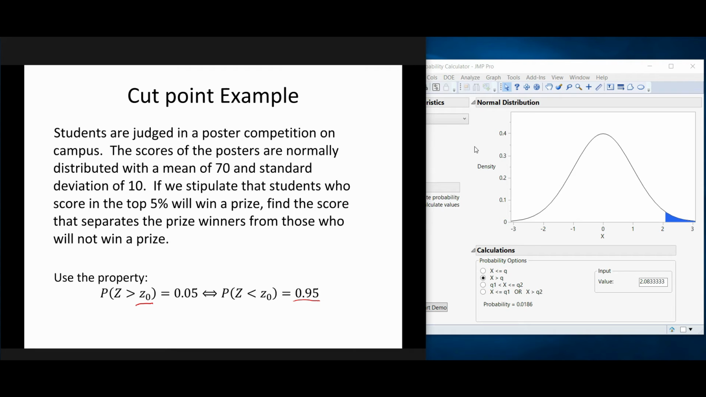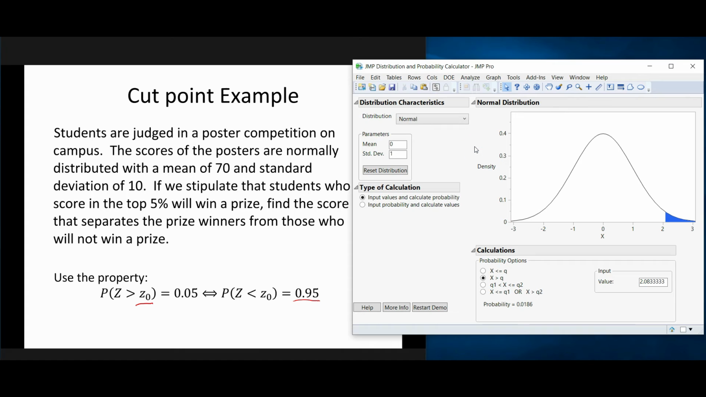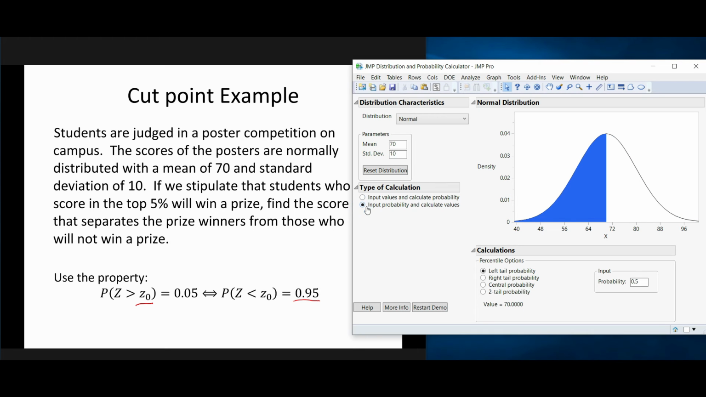Now, if I want to come over here to my distribution calculator, I can get to this answer fairly quickly just by giving it a mean of 70 and a standard deviation of 10. And then I'm going to select this option to input a probability and calculate a value. And I can calculate the lower tail, the right tail, upper tail, a central probability, or two tails probability. I'm looking for the cutoff that separates the top 5% from the lower 95%. So this is the one that I want. And I'll put in 0.05.